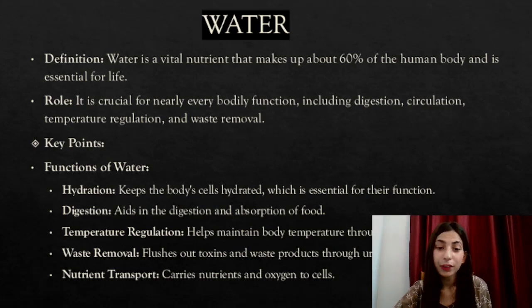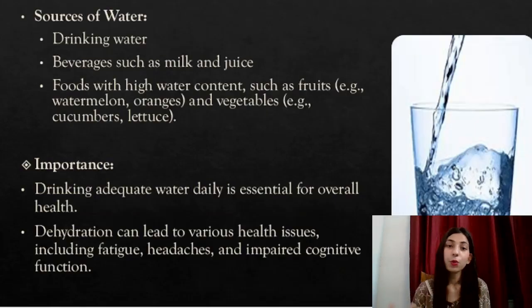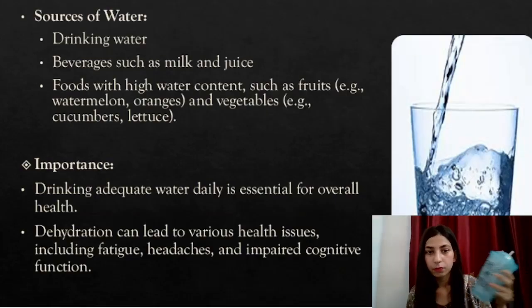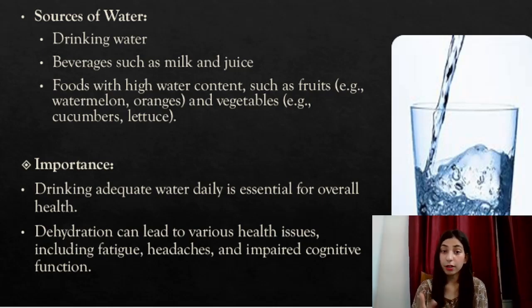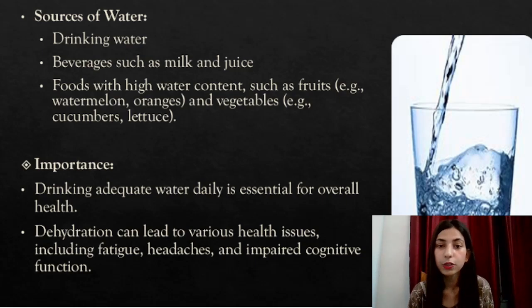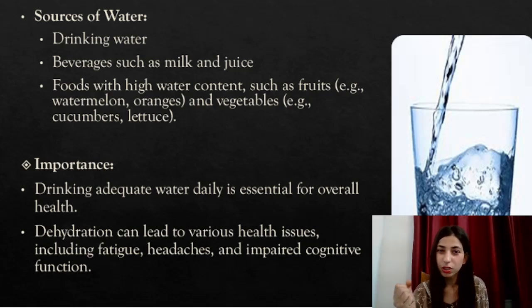Then we have nutrient transport also. Water carries nutrients and oxygen to different cells of the body that actually need it. Then sources of water: drinking water, a very important source. In beverages such as milk and juice, you get water from those also. And foods which have high water content, like fruits and vegetables. In fruits you have watermelon, oranges, juicy fruits. In vegetables you have cucumbers. You should eat cucumbers in summer.